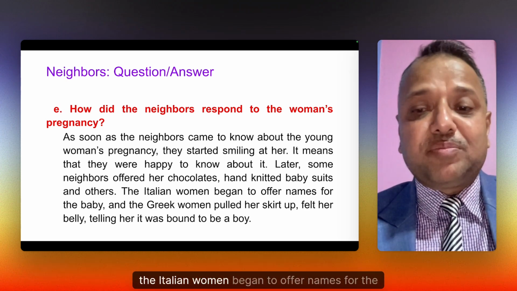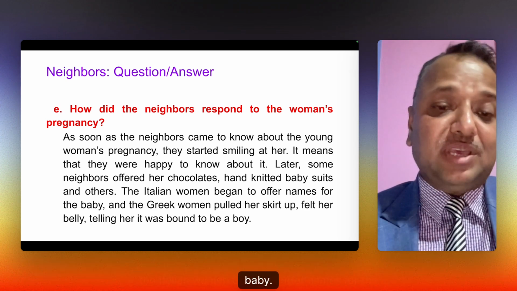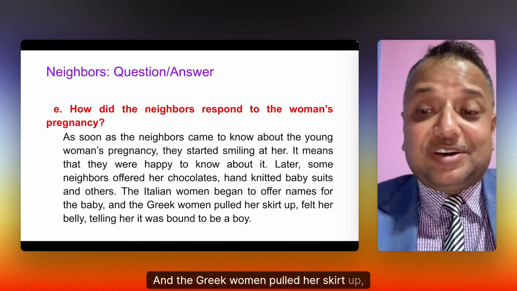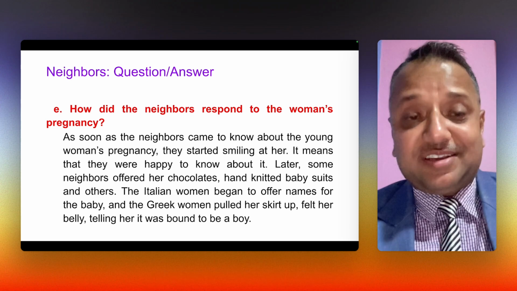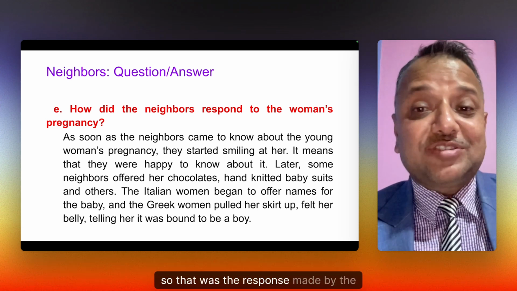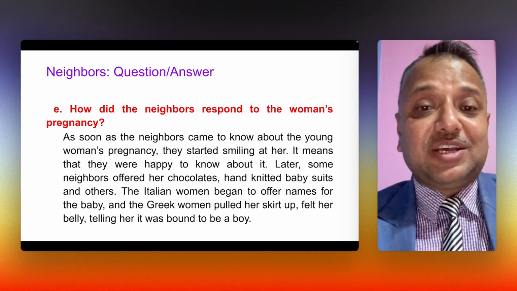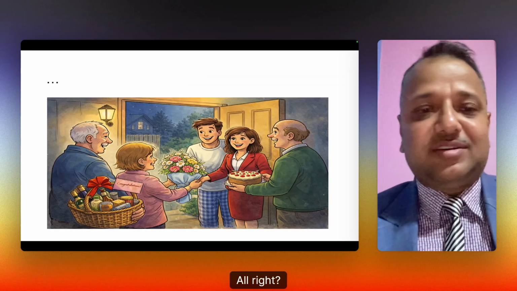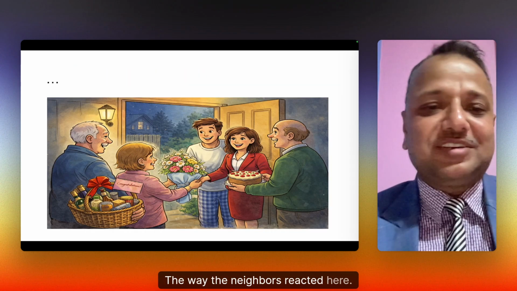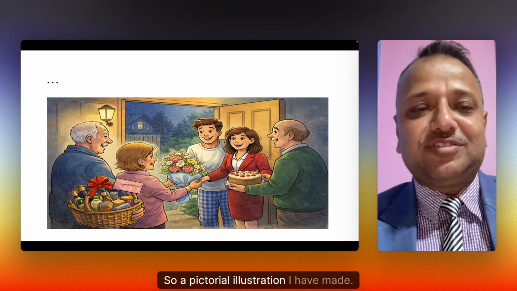The Italian women began to offer names for the baby, and the Greek women pulled her skirt up, felt her belly, telling her it was bound to be a baby boy. Okay, so that is the response made by the neighbors when they came to know about the woman's pregnancy. Alright, the way the neighbors reacted here, I have made a pictorial illustration.